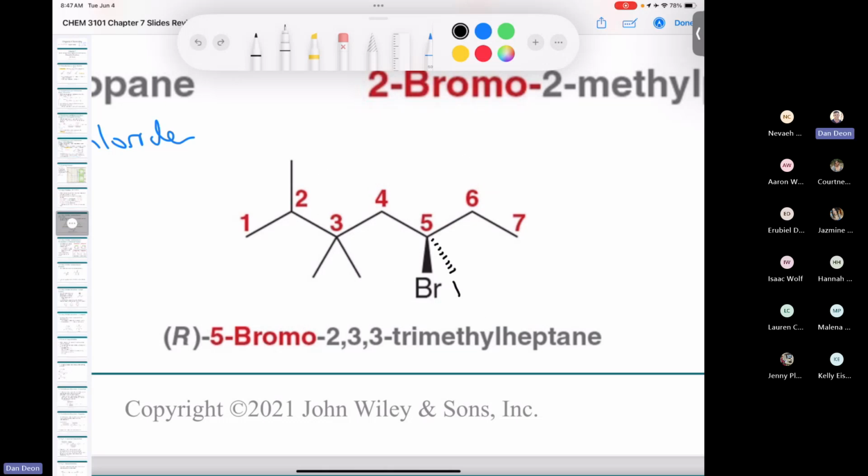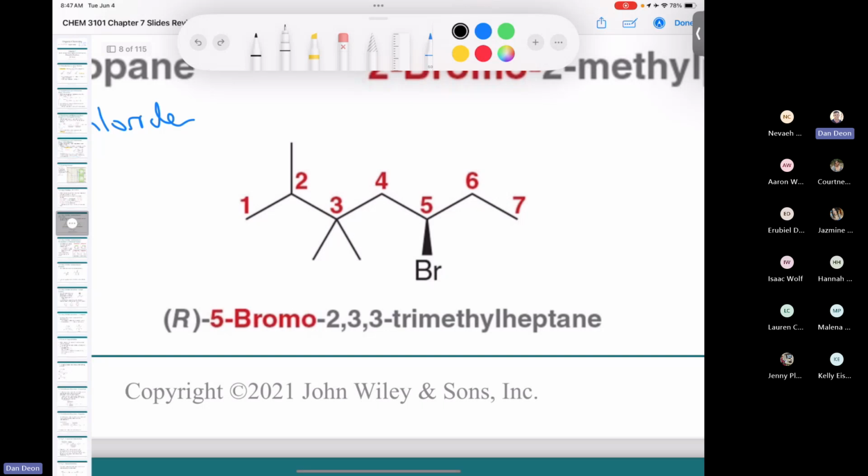And of course, we want to give the first substituent the lowest possible number. So the first substituent in this case happens to be this methyl group at carbon number 2. We have two more at carbon number 3, and then we have a bromo at carbon 5. But we put the bromo first in the name. Why? Because B comes before M in the alphabet. Remember, we ignore the prefix tri, right?